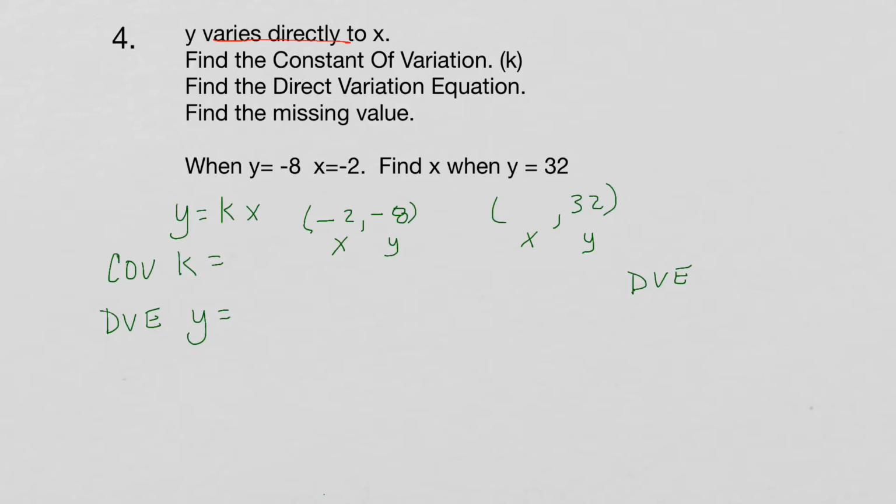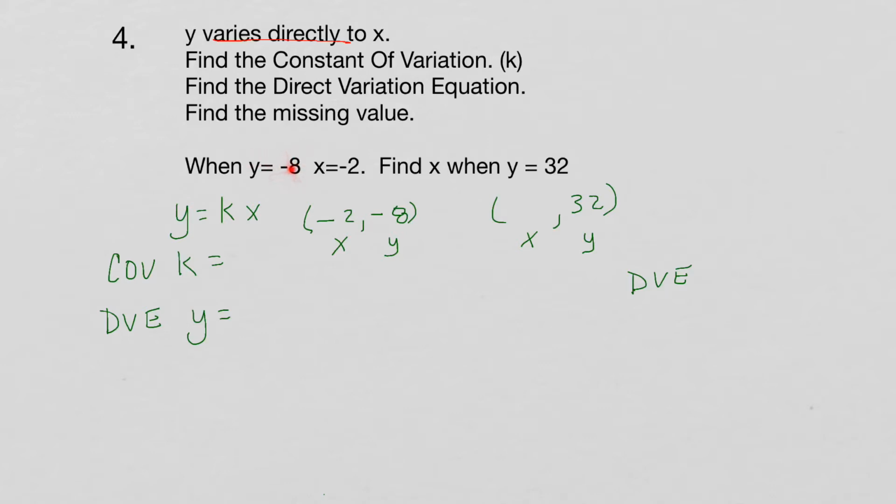So the first step that we're going to do is write our formula. We're going to write y is equal to kx, and then we're going to write k equals and y equals, because we're going to find our constant of variation first, and then we're going to use it to find our direct variation equation. So we're going to look at the values that they've given us.